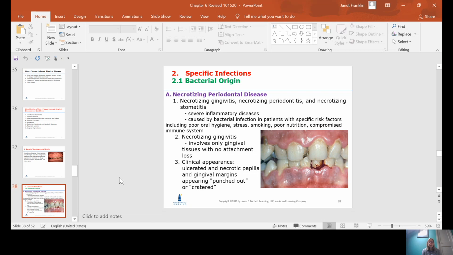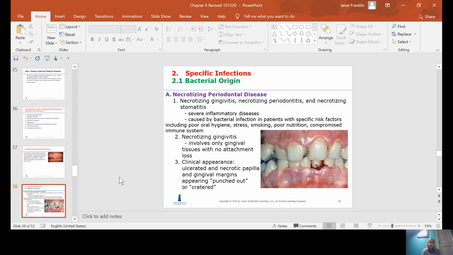Specific infections. So you can have bacterial infections like NUG, and NUG is a necrotizing gingivitis. You can have necrotizing periodontitis, which is basically like NUG that affects the deeper periodontal structures. Or you can have necrotizing stomatitis. They are severe inflammatory diseases caused by bacterial infection in patients with specific risk factors, including poor oral hygiene, stress, smoking, poor nutrition, or a compromised immune system.